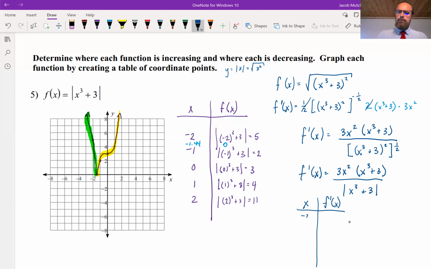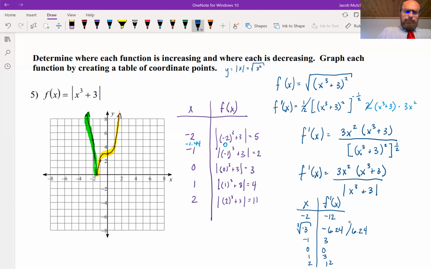So it was -2, -12, and then we had the cube root of -3. And that is equivalent to this -1.44 that we'd found. So we'll say that had the value of -6.24 below, 6.24 above. That's where the reflection is occurring. And then -1, 3, 0, 0, 1, 3, and 2, 12. So we'll just graph that, and then we'll write our statements of increase and decrease.